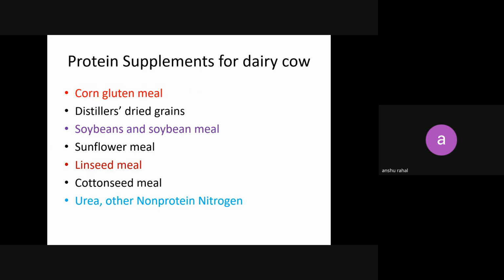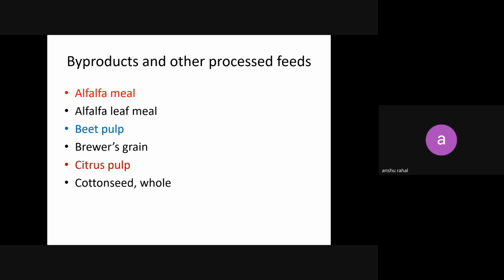Then different protein supplements can also be added in the dairy cow ration like corn gluten meal, distillers dried grains, soybeans and soybean meal, sunflower meal, linseed meal, cottonseed meal, urea and other NPN sources. Byproducts and other processed feeds are also used like alfalfa meal, alfalfa leaf meal, wheat pulp, brewer's grain, citrus pulp, and whole cotton seed. If you are using whole cotton seed, it acts as a bypass protein source and it helps in increasing the total milk production and also the fat quality.